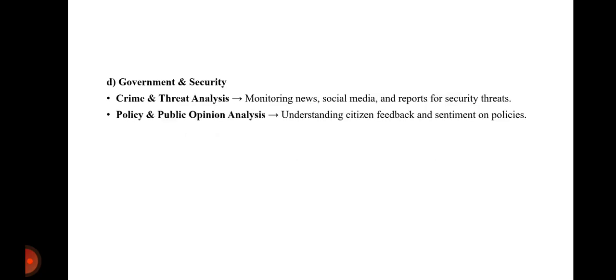And also in government and security, monitoring news, social media, and reports for security threats is crime and threat analysis. Understanding citizen feedback and sentiments on policies is public opinion analysis.